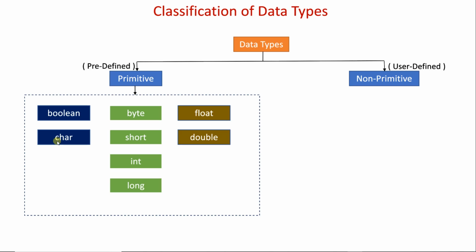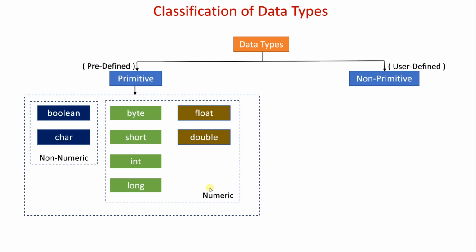This char data type is used to store character values and this boolean is used to store true or false values. They can be categorized into two types, that is numeric, this byte, short, int, long, float and double, these come under numeric data types, and this boolean and this char come under non-numeric data types.